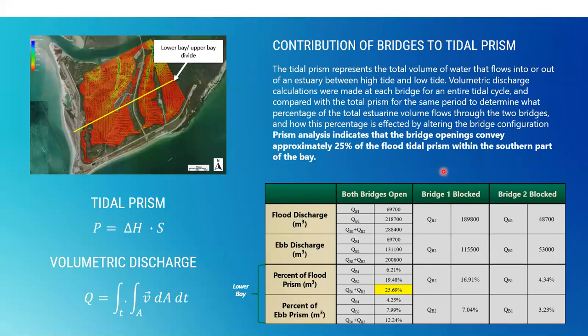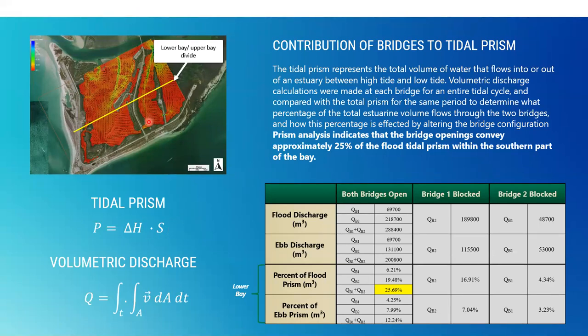Okay, so moving on to the results. Once our model was calibrated, the first thing we decided to do was something called tidal prism analysis. For those who aren't familiar with the term, tidal prism is essentially just the volume of water that flows into or out of an estuary between high and low tide. So it's just a volume, cubic meters or cubic feet or whatever you want to use, just a length times a width times a height. You can see this equation here is how we calculated it.